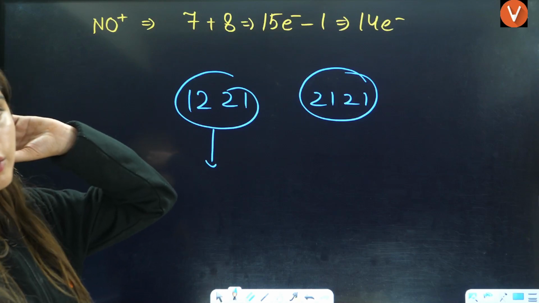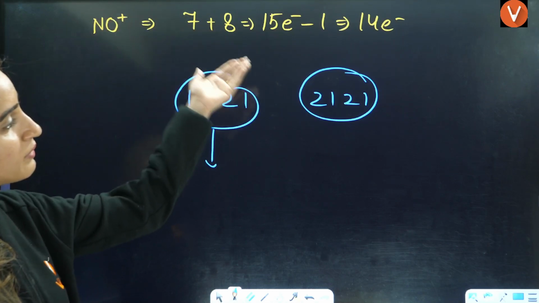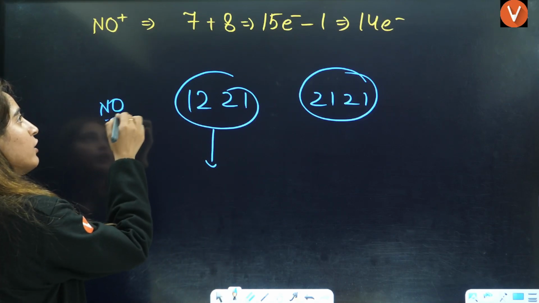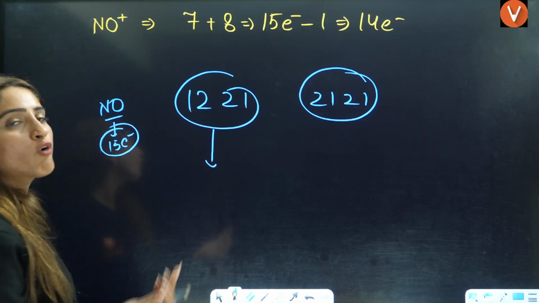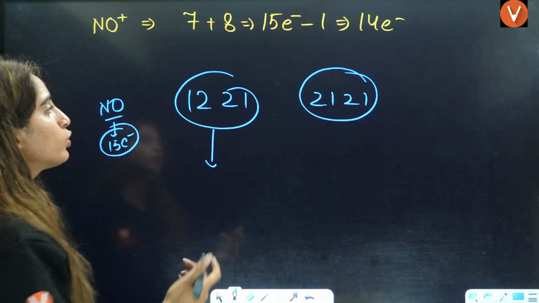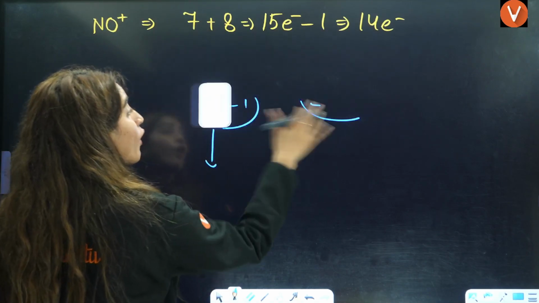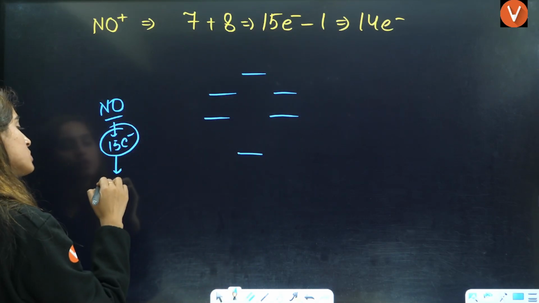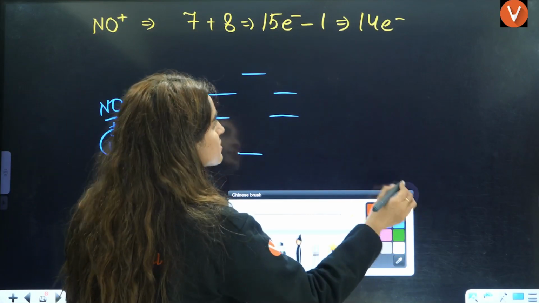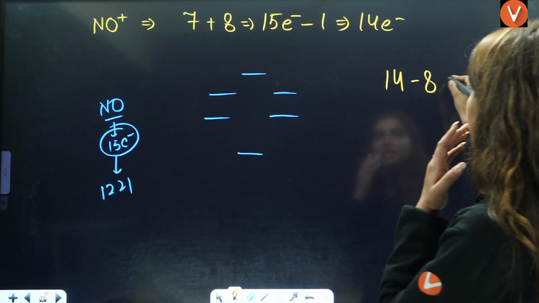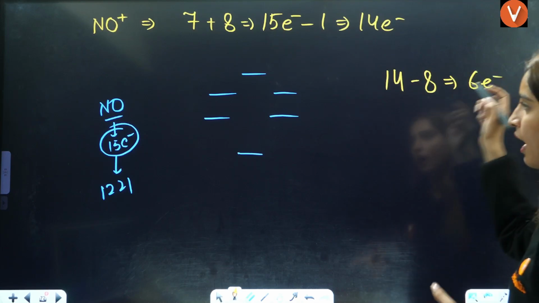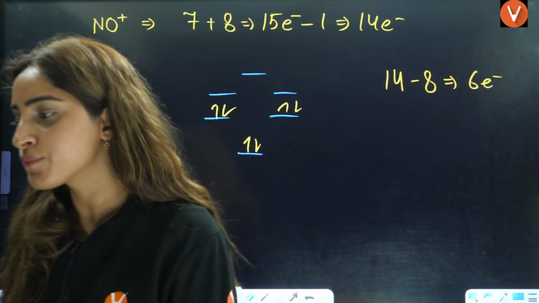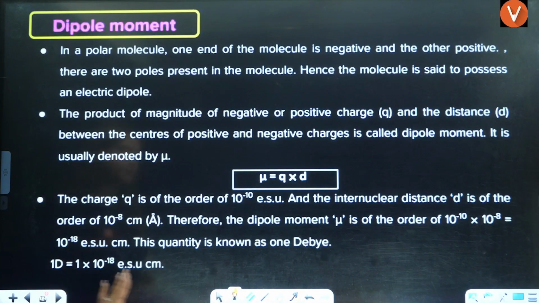See, ma'am, 2 1 2 1, because it is equal to 14. But originally NO had 15 electrons, which is more than 14. That is why we will use 1 2 2 1, not 2 1 2 1. Originally you have to see. So you have to use 1 2 2 1 here. Out of 14 you subtract the KK shell, so that is 6 electrons you have to add here: 1 2 3 4 5 6. Okay, so this thing is also very important for you to understand.